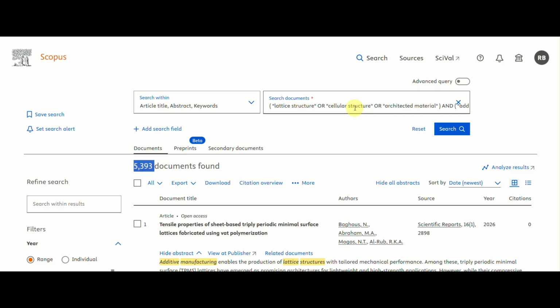In today's lecture, we achieved how to select the right keyword, how to use the Boolean operations, and how to use different synonym words. So with this, I'm closing.